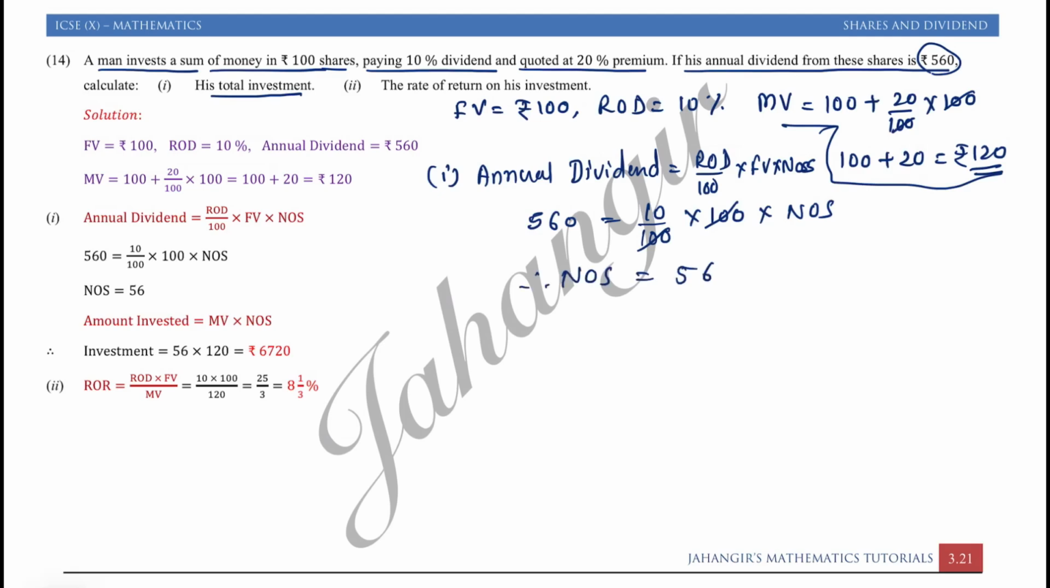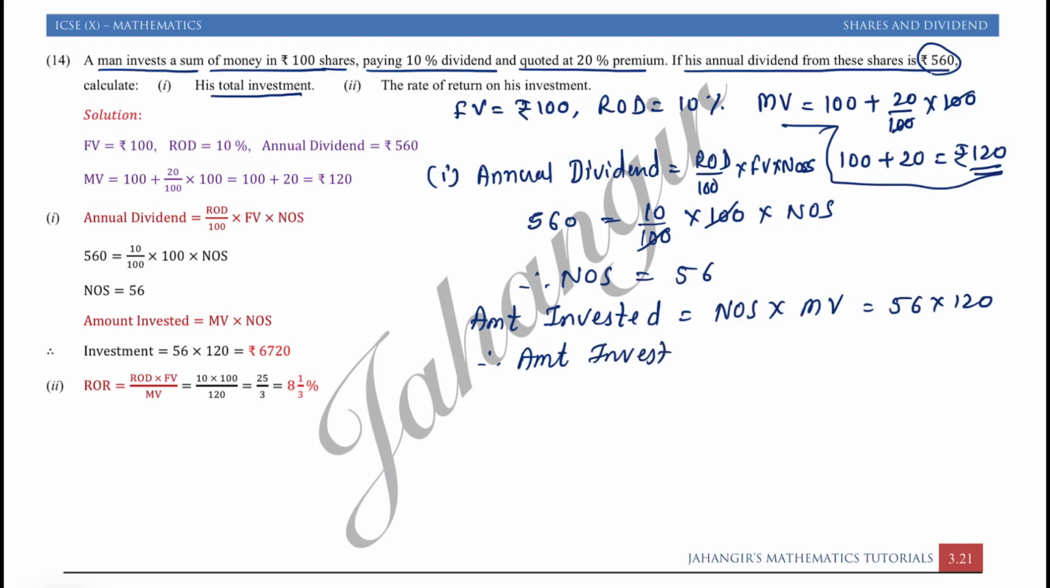So once you get number of shares, you can find amount invested is equal to number of shares into market value. So number of shares is 56 into market value is 120. So therefore amount invested is 56 into 120 is rupees 6720.